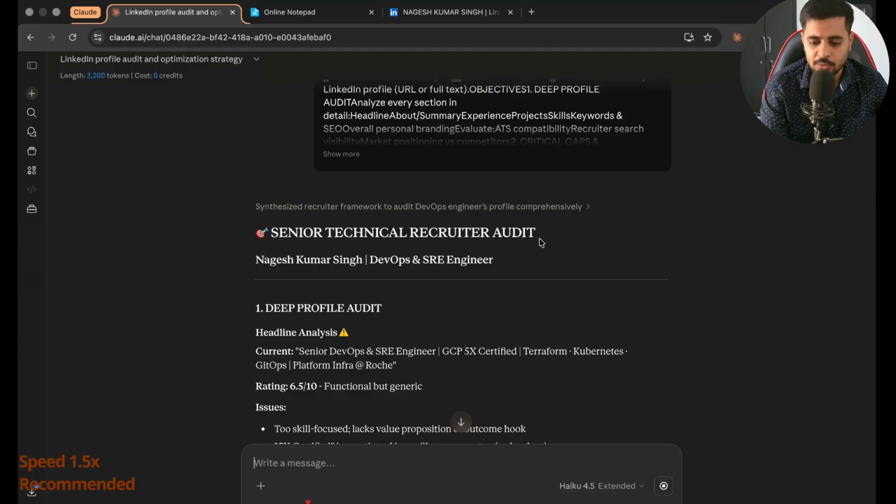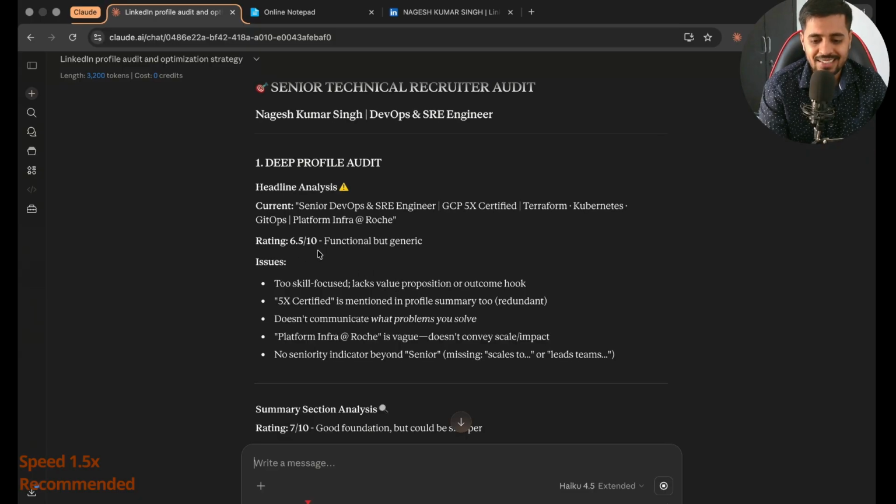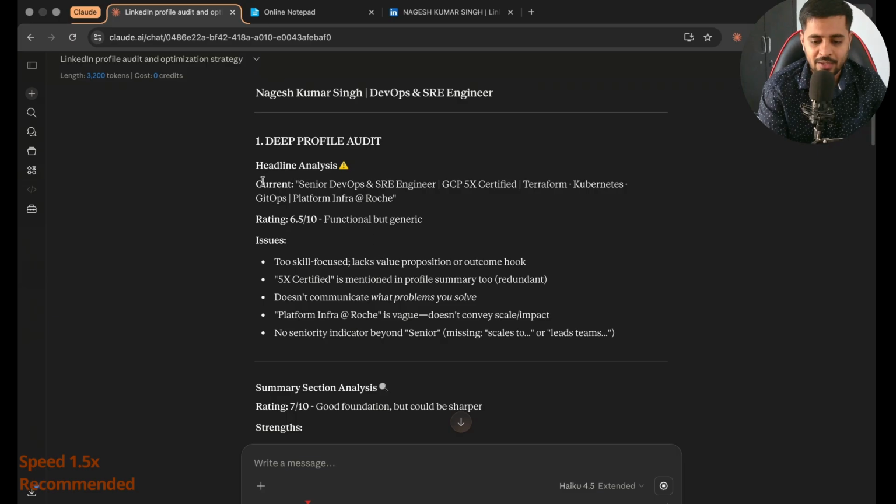So, senior technical recruiter audit, Nagesh Kumar Singh, DevOps and SRE engineer. Okay, deep profile audit, headline analysis. So it starts with headline analysis. The current headline is Senior DevOps and SRE Engineer, GCP 5x certified, Terraform, Kubernetes, GitOps, platform infra at Roche. Okay, rating 6.5. So Claude gave me a 6.5 rating for my headline, so I need to fix it. It's too skill-focused, lacks a value proposition or outcome hook. 5x certified is mentioned in the profile summary too. Redundant. Okay, so I need to remove it.